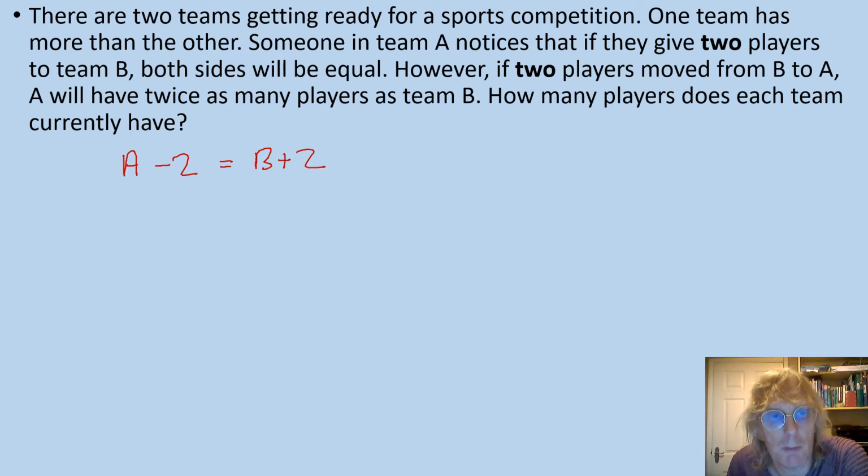Again, we can subtract the B over here, add a negative 2 onto it, add 2 to get rid of the negative 2 on there, and we're going to get A minus B equals 4.